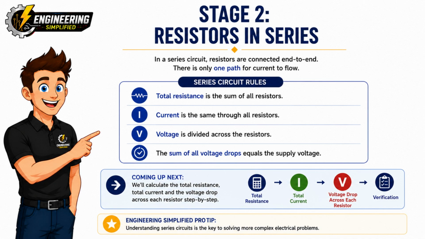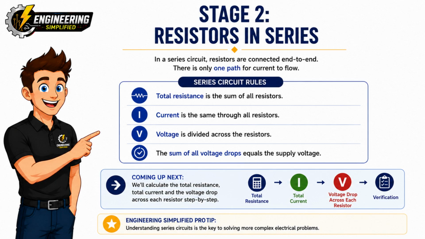Now that you know what a series circuit looks like, let's learn the 4 rules you'll use every time you solve one. Rule number 1. The total resistance is simply the sum of all the individual resistors. If you have 3 resistors connected in series, you just add their values together. Rule number 2. The current is the same through every resistor.